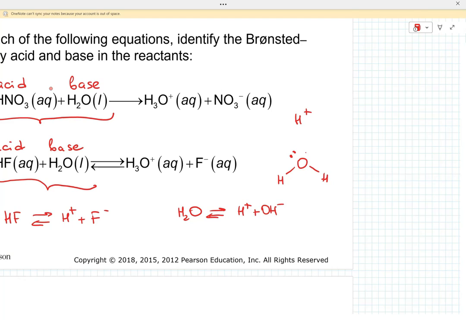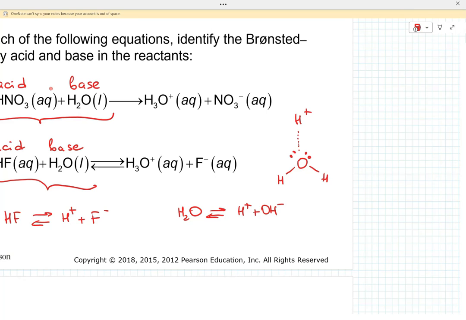And it has two lone pairs of electrons. Overall, the water is electrically neutral. Am I making sense? But these electrons will still attract this hydrogen. It's not going to be a chemical bond. It's going to be electrostatic interaction. Does that make sense to you?